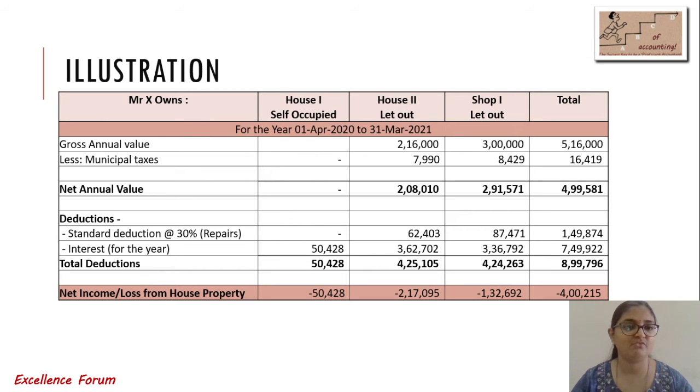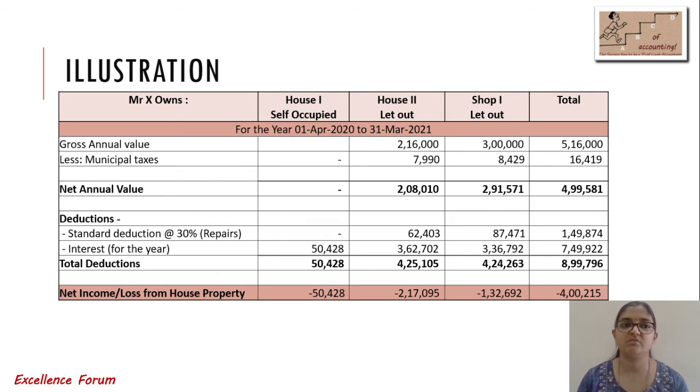Let's take an example of Mr. X. Suppose he is owning a house which is self-occupied. There is another house which is let out, and he is also owning a shop which is again a let out property. In the first case, that is the self-occupied house, the gross annual value will be nil because there will be no income from such property.